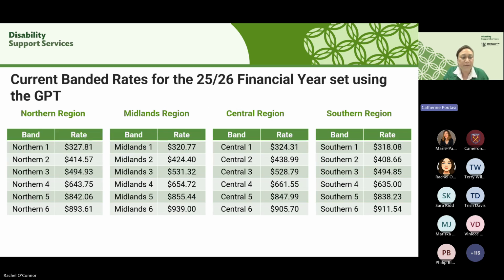This will be familiar to you already. We have sent this out and it is on our website. These are the current banded rates for the financial year using the GPT. So in the Northern, Midlands, Central and Southern regions, we have 6 bands and rates associated with each band. We've replicated the regions from Health New Zealand, so those will be familiar to you.